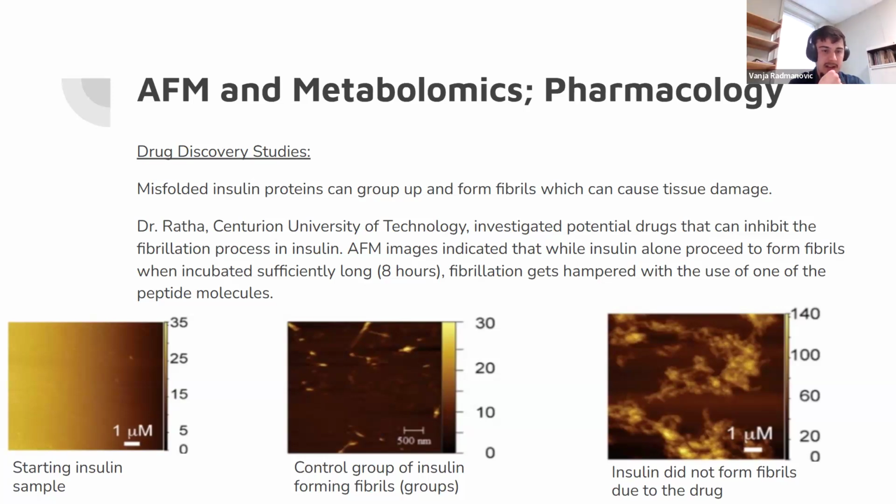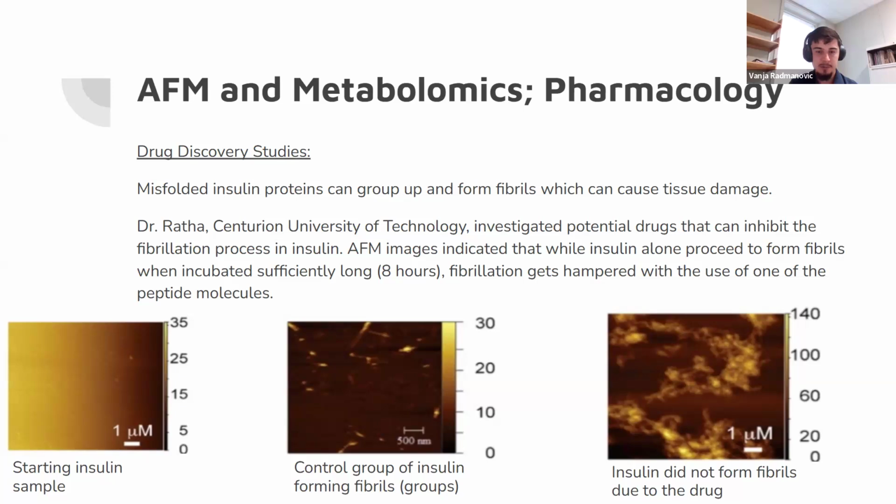So using these pictures below, on the left is the starting sample they had of insulin when they first put it together. As you can see, everything is uniform, lots of small grains. Everything looks normal. And then they had two different groups of these insulin proteins. The first group was the control group, where they just simulated conditions that are favorable for it to form these groups and lose their structure. And that's what the middle picture is showing.